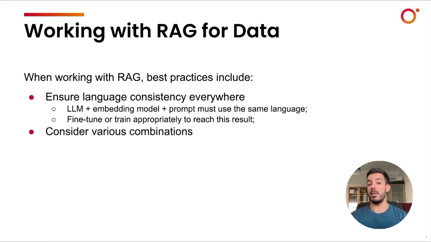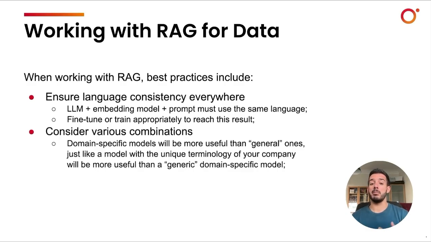Then you also want to consider various combinations, right? Domain-specific models may be more useful than general models. Just like a model with the unique terminology of your company will be more useful than a generic domain-specific model, right? For example, if you have an open source LLM that has not been fine-tuned versus an LLM that has been fine-tuned in terms of financial data versus an LLM that is fine-tuned in terms of financial data and that you have fine-tuned with your own domain knowledge of your organization, then the definition of revenue, for example, in those 3 different LLMs is going to be very different, right? Or not very different, but it may encompass specific nuances that you want it to encompass. So the more that you can guarantee alignment in terms of the language, the better.